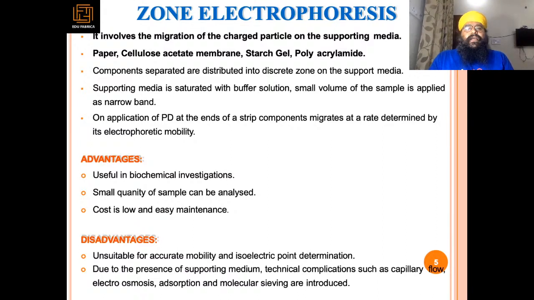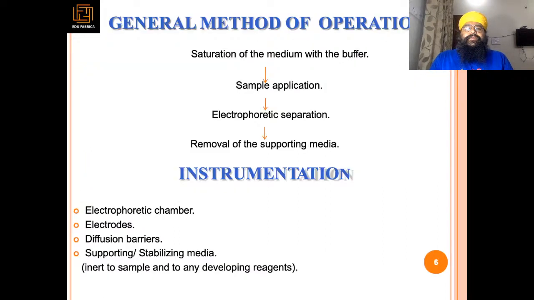It has many advantages as it helps in biochemical investigation. Cost is low, it is easy to maintain, and a small quantity of sample can be analyzed. The general method of operation in zone electrophoresis is saturation of the medium with the buffer, then sample application, then electrophoretic separation, then removal of the supporting media. For instrumentation, we need an electrophoretic chamber, electrodes, diffusion barriers, supporting stabilizing media, and so on.